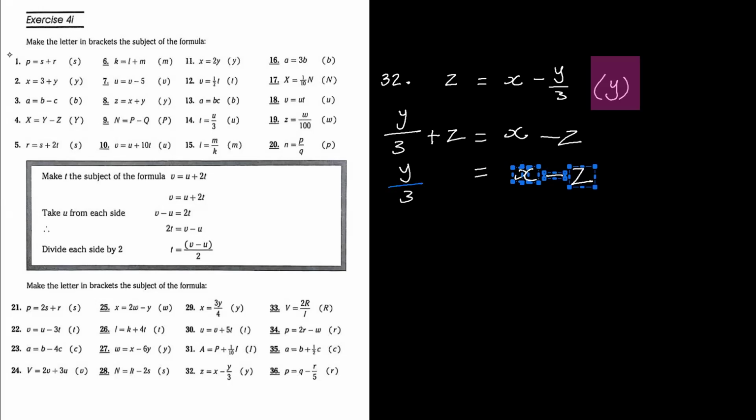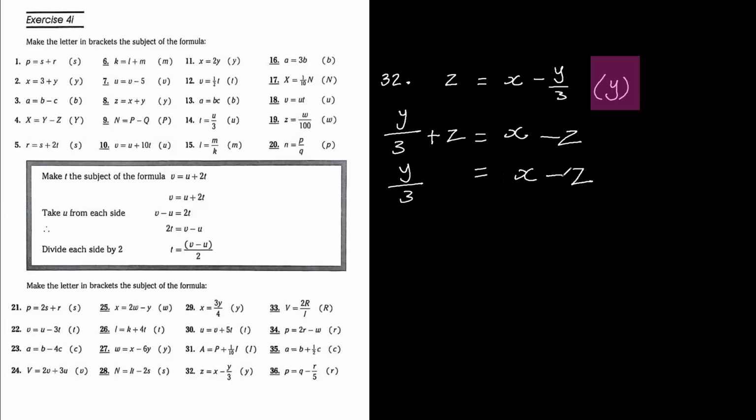No, sir, you do it a different way. So what are you going to do? Multiply by? Watch out what I have and tell me what you think you should do. I have y over 3 equals x minus z.